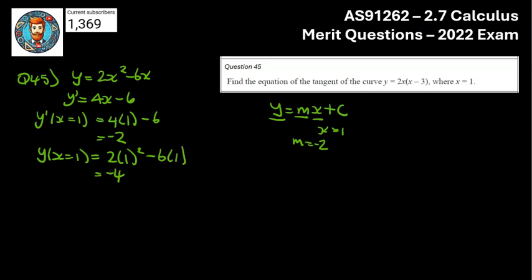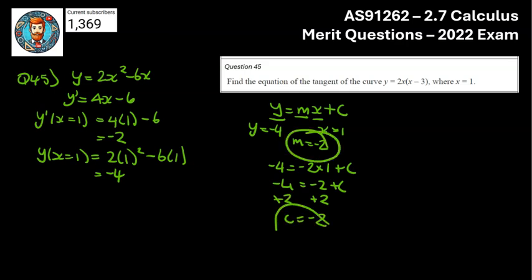So now that I've got that, so y is negative 4, I can substitute all of them in to then go ahead and find out what c is going to be. So we've got negative 4 is equal to negative 2 times 1 plus c. So that's negative 4 equals negative 2 plus c, plus 2 to both sides. So c is equal to negative 2. And now that I've got my gradient and my c value, I can put those together to get my tangent formula. So my tangent would be y is equal to negative 2x minus 2.